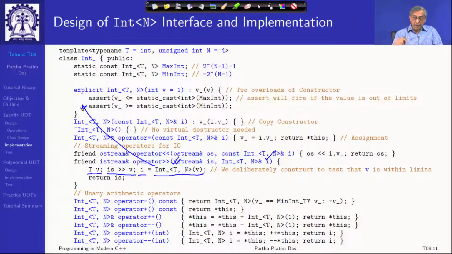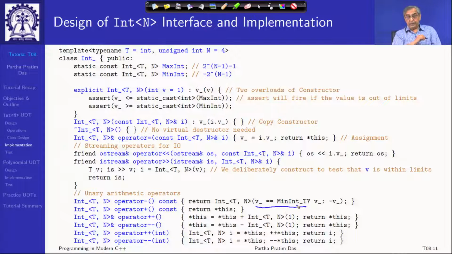Otherwise, if I just follow this input, taking reading into I dot v underscore, then it will be possible to construct an object which will violate my condition, right. So, these are the nuances of data type design that you will have to remember. The rest of these are all unary operators.